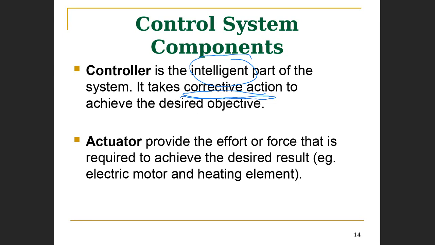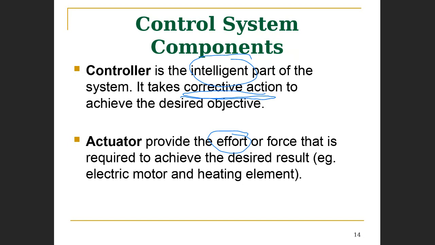Now, the actuator provides the effort. In each of these terms, it is good for us if we could remember at least one word or relate one word to these devices for a start, and it will help us to appreciate their role in the system. I looked earlier at the controller, and perhaps you would say it's the intelligent part of the system, and by extension it does what? It takes corrective action. In the case of the actuator, we could say this device provides effort.